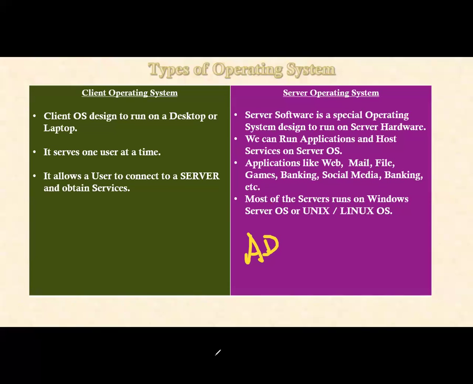This particular service is so famous that within every company's local area network, see, there are two types of networks. One is called the local area network and the other is the wide area network. Local area network means your company's network, and wide area network is your internet. Within the local area network, it is very hard to imagine a company running without Active Directory.